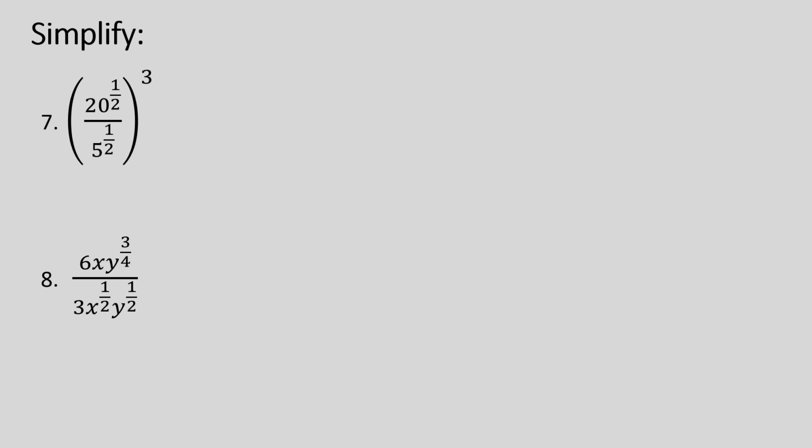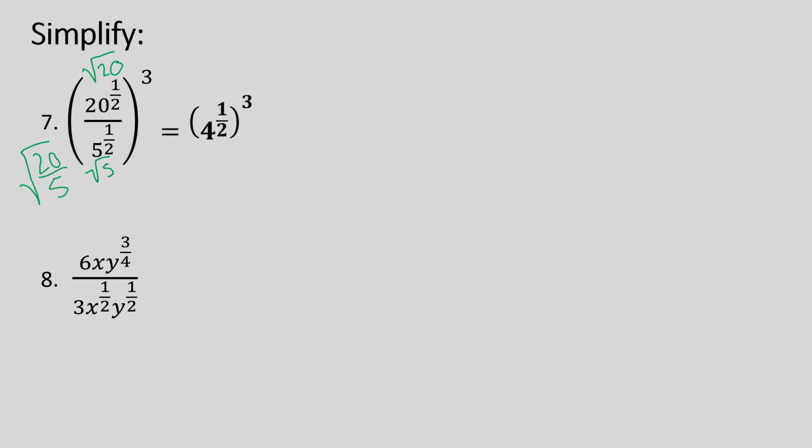Anytime we see a fraction inside parentheses, it's usually a good idea to simplify that fraction first. So when we look at this one, we see 20 to the 1/2 power, and that's a square root because we should recognize anything to the 1/2 power as being a square root. On the bottom, we have another 1/2 power, so this is really just the square root of 5. And when we have two roots that are the same, regardless of what they are, we can write it as a single square root. So this is just 20 over 5 inside a single square root.